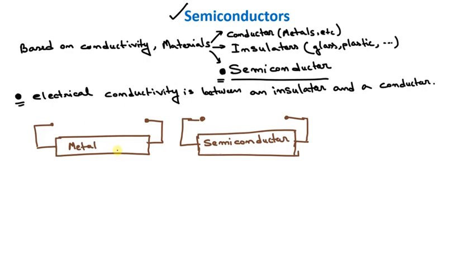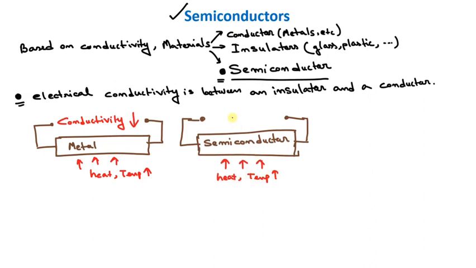Now suppose we heat this metal. Then the temperature obviously will rise, isn't it? If the temperature rises, what will happen to the conductivity between these two terminals, or the conductivity of this metal? It will reduce, right? However, in case of semiconductor, if we heat it, its temperature will also rise and its conductivity will increase, meaning the resistance between these two terminals will decrease if you heat it.